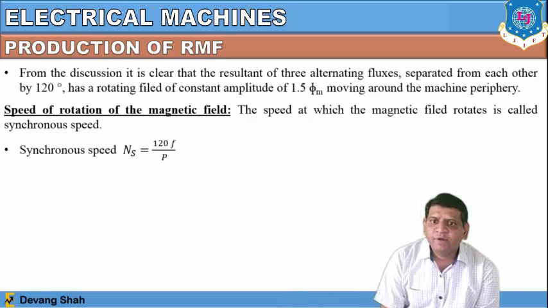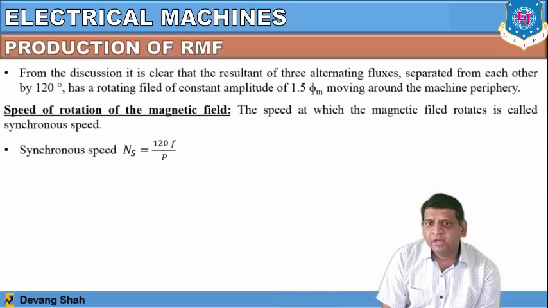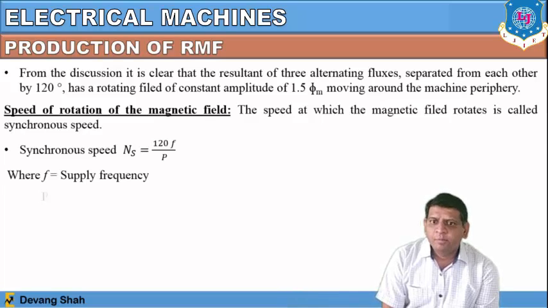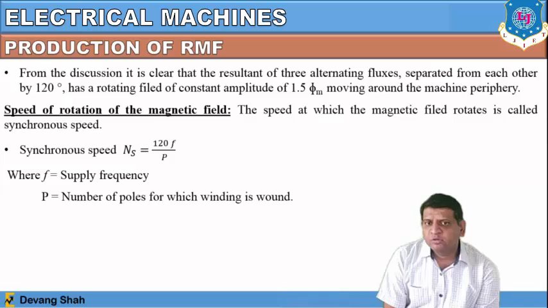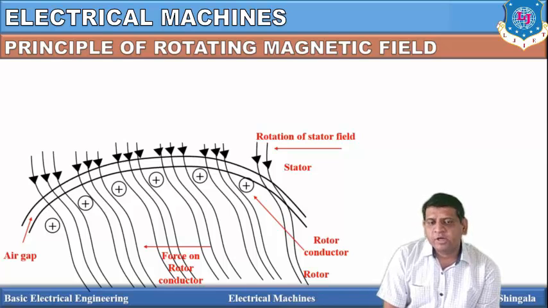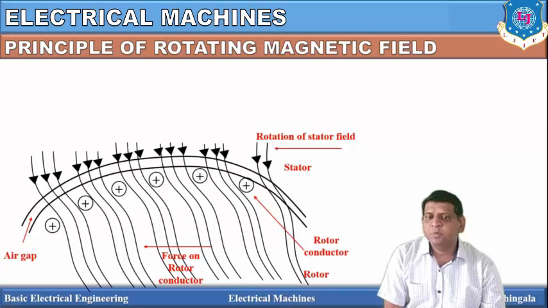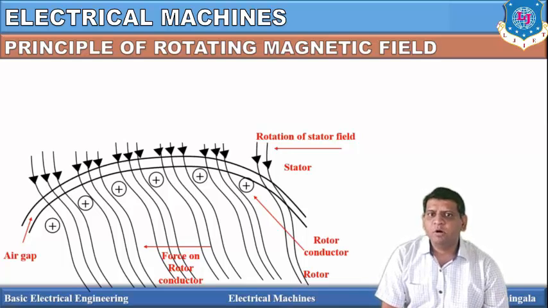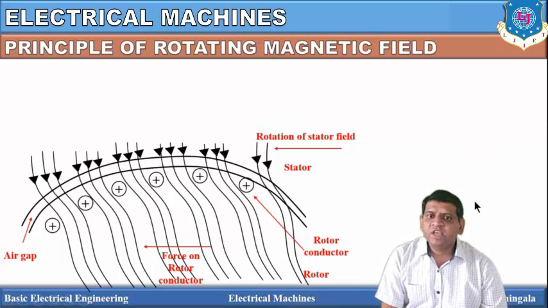From this you can find the synchronous speed, ns equal to 120 times the frequency divided by the number of poles, where f stands for the frequency and p is the number of poles. Now we can discuss the principle of the rotating magnetic field. Once the magnetic field is rotating, the rotor is going to follow the speed of the rotating magnetic field. The rotor speed is trying to catch the synchronous speed. Now, how is this possible?